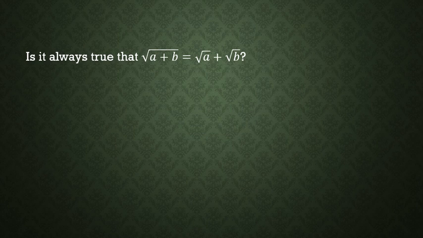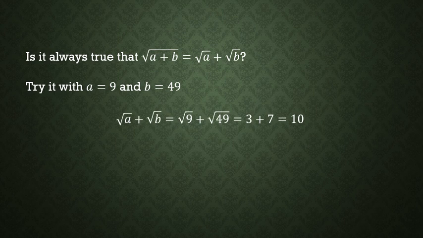Pick any a value and any b value you want whatsoever. Ideally, pick something nice, just pick natural numbers. So I tried it with a equals 9 and b equals 49. So when I do the right-hand side, the square root of a plus the square root of b, square root of 9 plus the square root of 49, that gives me 3 plus 7, which is 10.